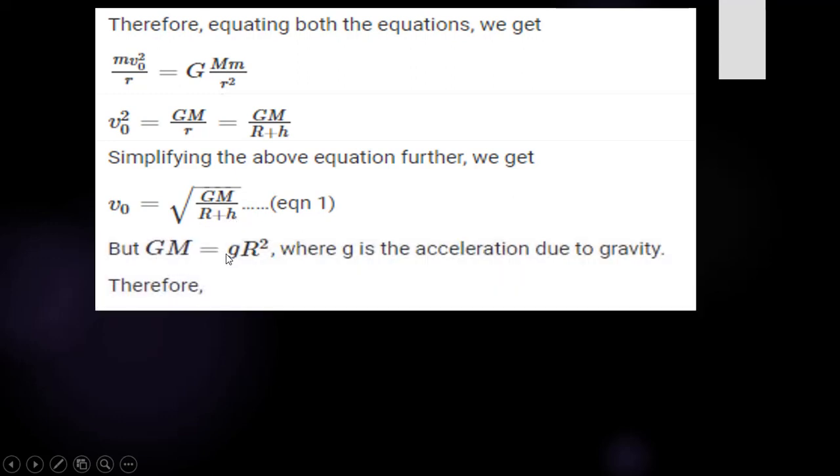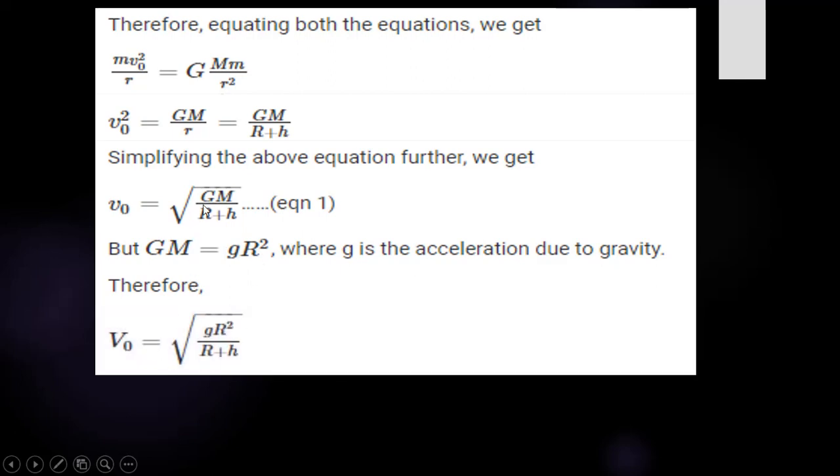Since from the definition of acceleration due to gravity, we can write gm equal to gr square. Therefore, after simplifying, in place of gm you have to put gr square upon r plus h. And if you take the orbit height equal to the radius of earth, at that time this h becomes 0.